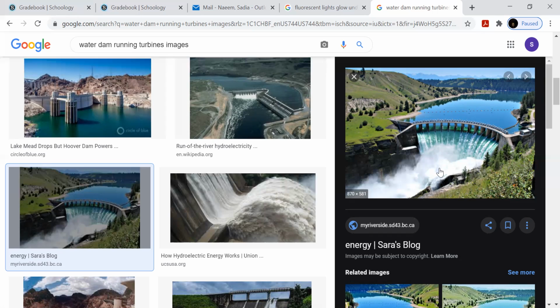Hydro means water. Electric, obviously, electricity. So the water is used to generate electricity. But in reality, what's actually going on is you're using the gravitational potential energy stored in water. You let the water fall, and there are turbines down here.